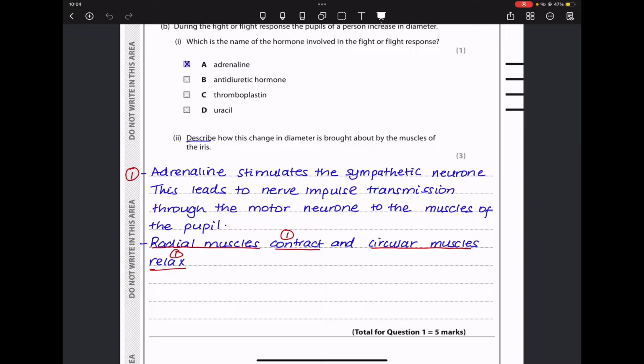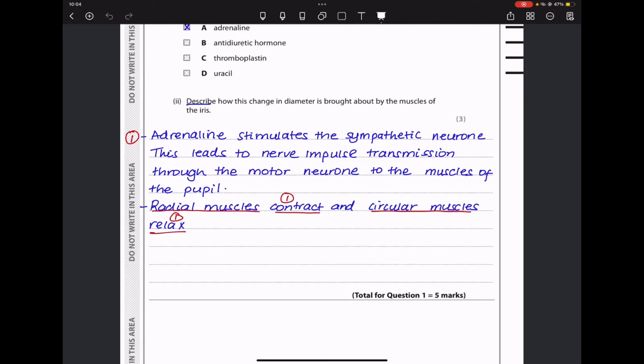Adrenaline will stimulate the sympathetic neurons, and this is going to lead to nerve impulse transmission through the motor neuron to the muscles of the pupil. So the radial muscles will contract and the circular muscles are going to relax. So this brings us to the end of question 1. Let's continue to question 2.